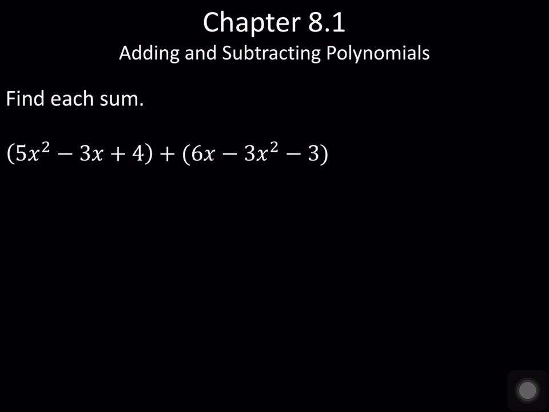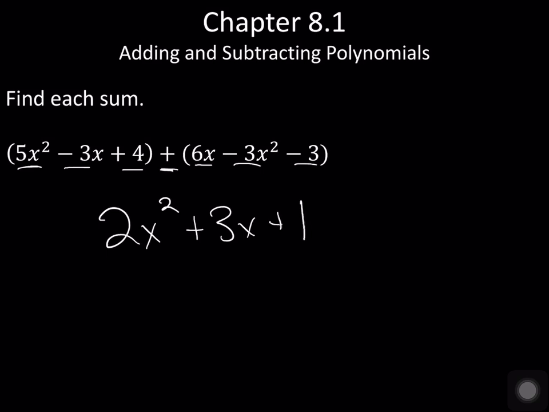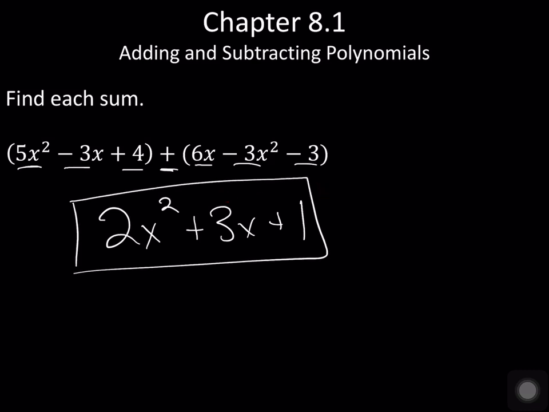Now you try one. So 5x squared plus a negative 3x squared: 5 plus negative 3, 2x squared. The x's would go next in descending order, so negative 3 plus 6 is plus 3x. And then the 4 plus negative 3, 4 minus 3 would be 1. Let's make sure that we're in standard form: 2, 1, 0. So that's standard form. And this is what you should have.